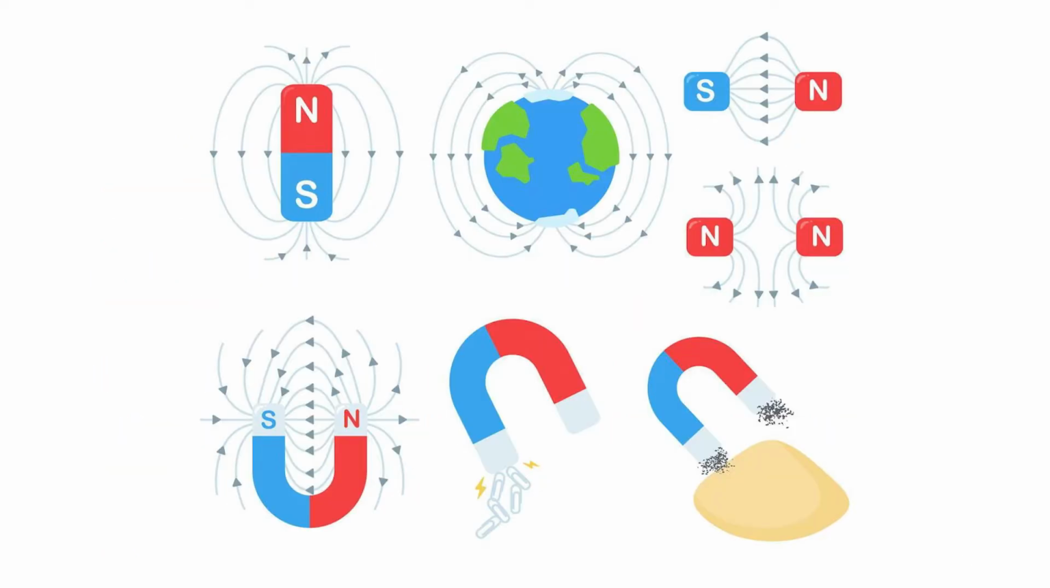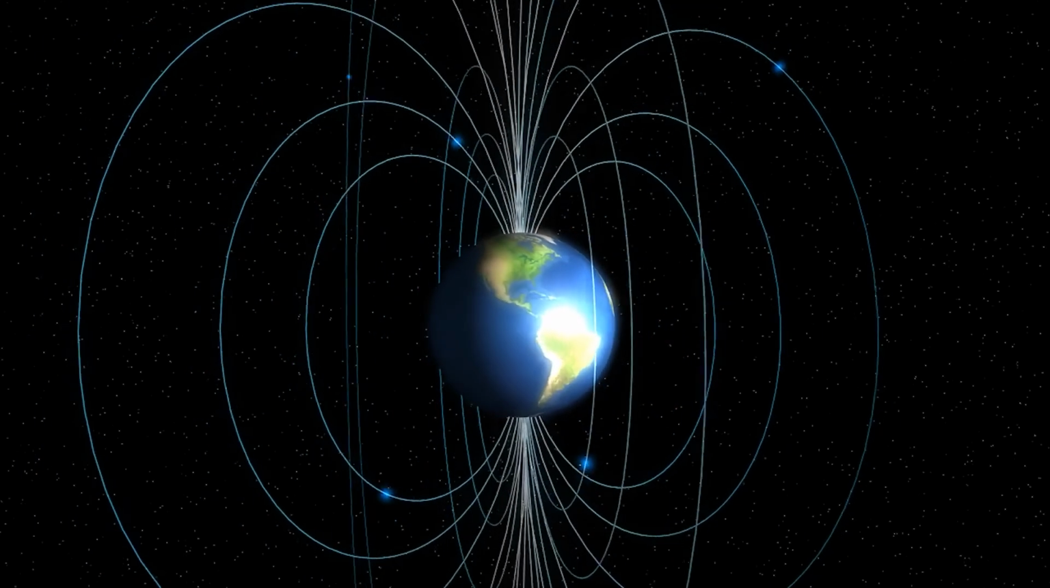Every magnetic field is a bit different. Some magnetic fields are large, some are strong, some are small, and some are weak. For example, the Earth's magnetic field is large but weak.